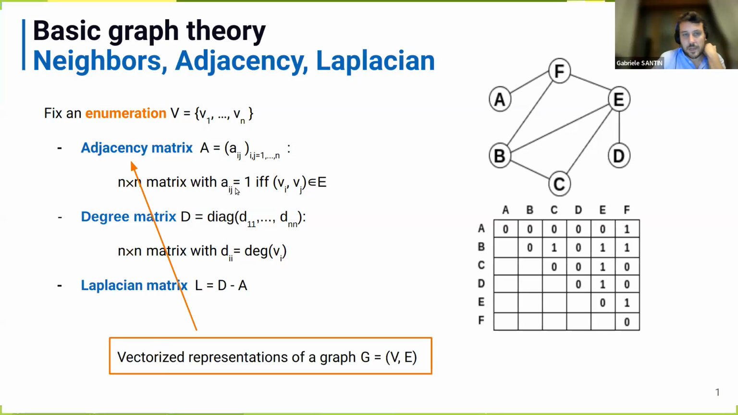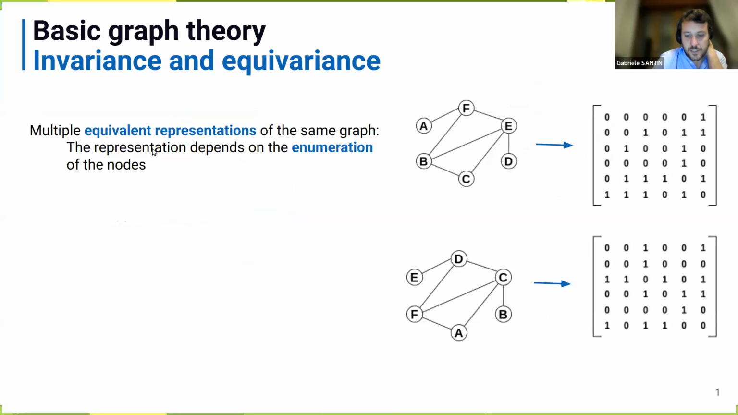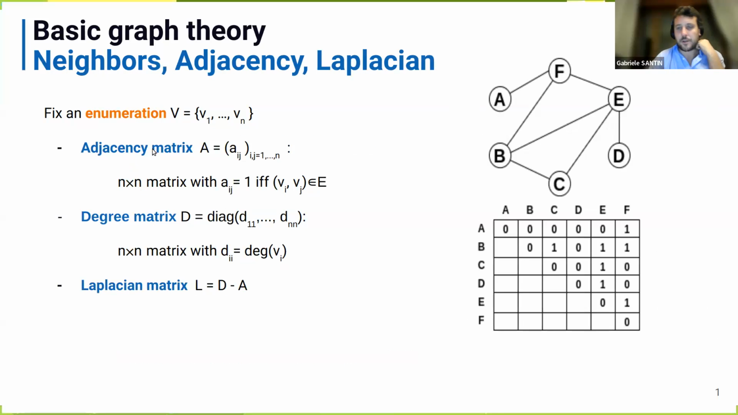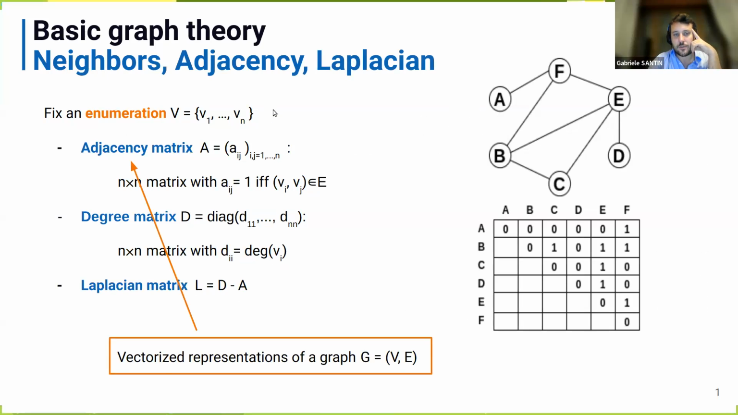And altogether, if you look at it, for example, these are fundamental matrices associated to a graph. And this will provide, if you look at the adjacency matrix, we have already defined a vectorized representation of a graph. So the topological structure is entirely encoded into the adjacency matrix.